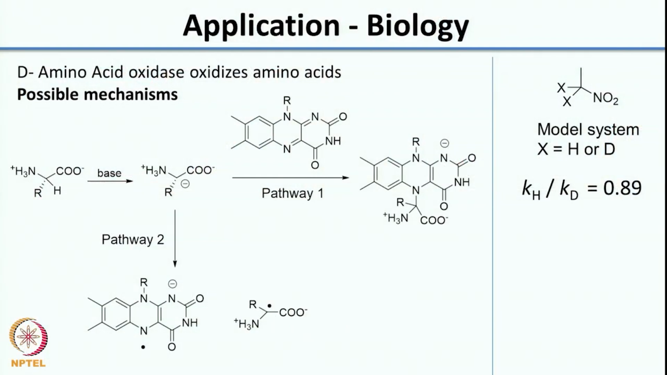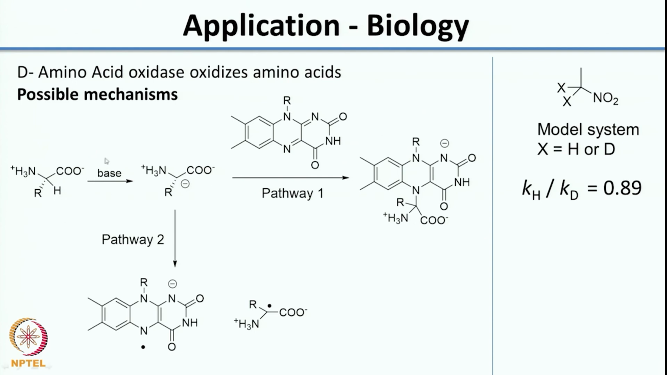Now we look at an application of kinetic isotope effect in understanding biology. We have been doing that throughout this course, where even in the case of linear free energy relationships, we saw how you can simplify complex problems in biology by using model systems and looking at the simple chemistry behind it. In our body we have an enzyme which oxidizes amino acids. It is called the D-amino acid oxidase enzyme. In the presence of this enzyme, the amino acid gets oxidized, and there are two pathways that are proposed for this.